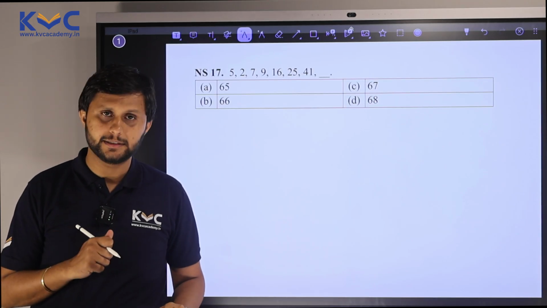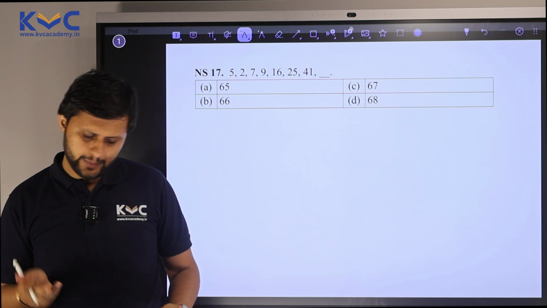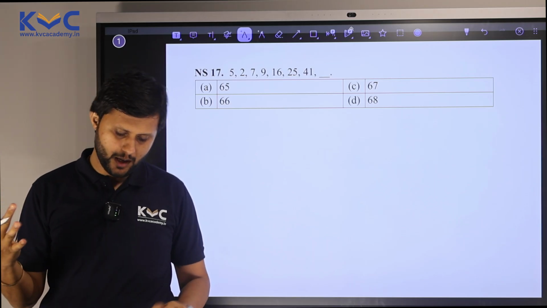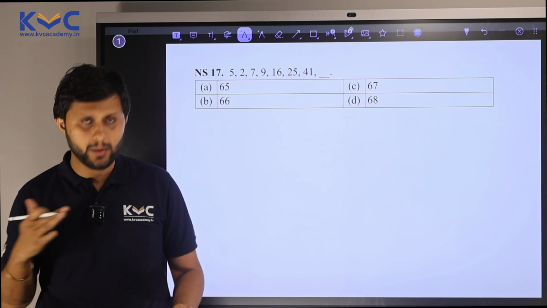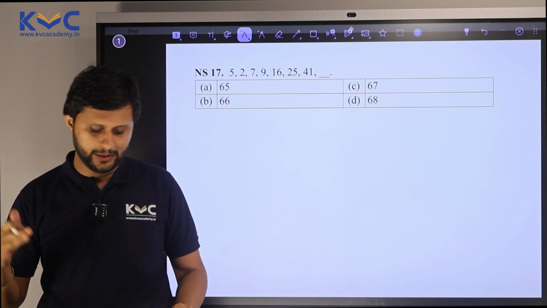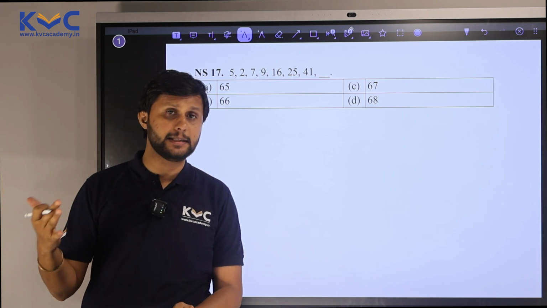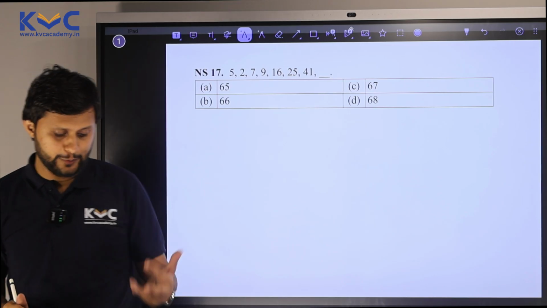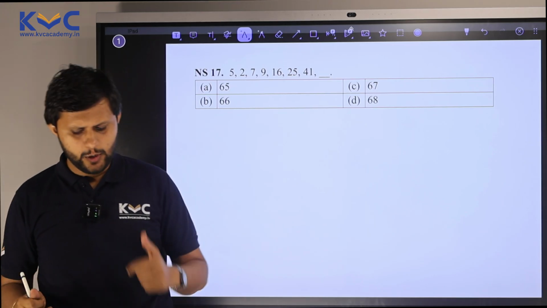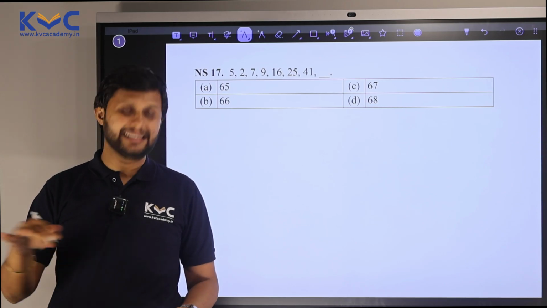We have 5. Then we have 2. Then we have 7. Oh, so it's not directly addition. Correct, it's not going in the same order. So we have 5, 2, then 7, then 9, and then 16. Oh, then it's following an order. 25, 16, 25 are perfect squares, but others are not. 41 is there. Okay, but it looks like the numbers are increasing on this.